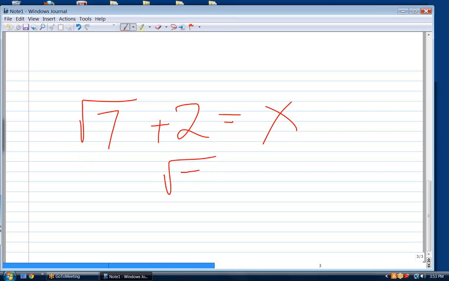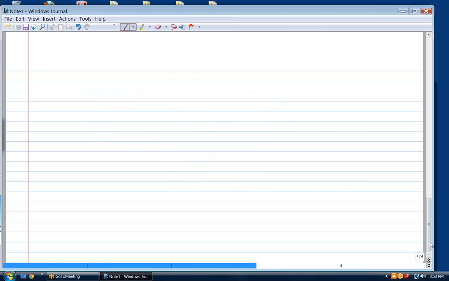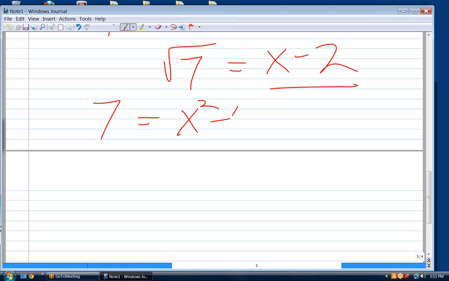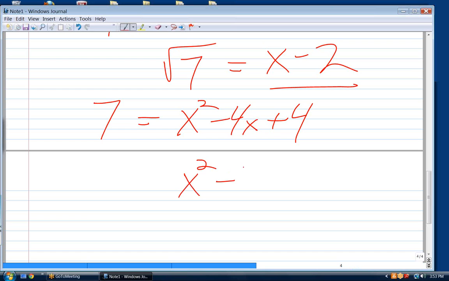So now we get radical 7 equals x minus 2. Now we square both sides. We get 7 equals, what's that squared? So, one second, I have to write out my thingy. x squared minus 4x plus 4. Yes. So now we have x squared minus 4x minus 3 equals 0.